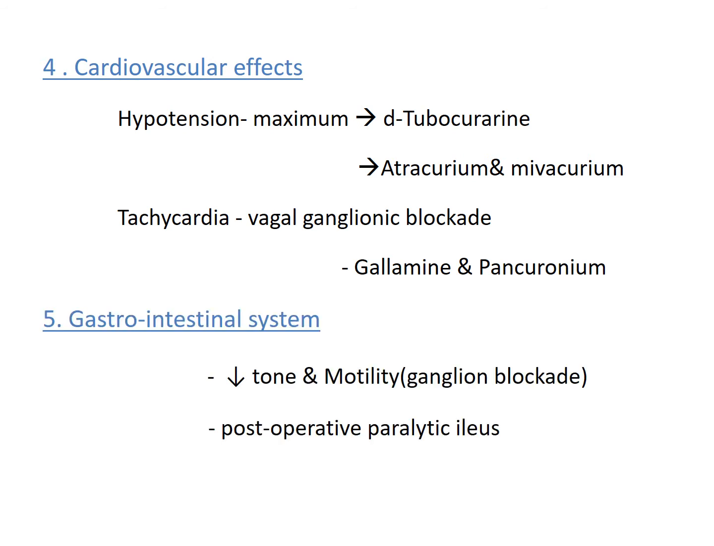Then the cardiovascular effect. There will be maximum hypotension. This maximum hypotension is produced by d-TUBOCURARINE, ATRACURIUM or MIVACURIUM. This is mainly due to histamine release and autonomic ganglion block. And certain agents like Pancuronium have a vagolytic action. That means they block the vagus action. Vagus action is mainly parasympathetic action. They block the parasympathetic action, which leads to tachycardia.